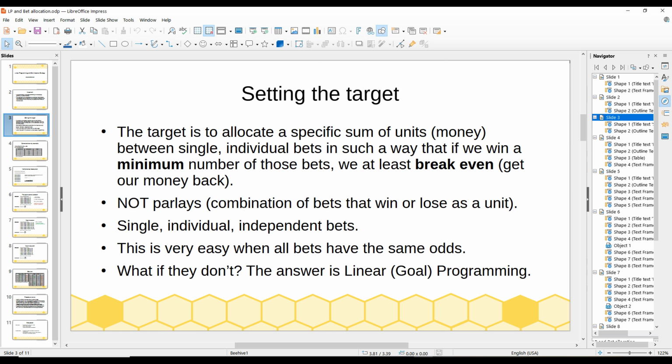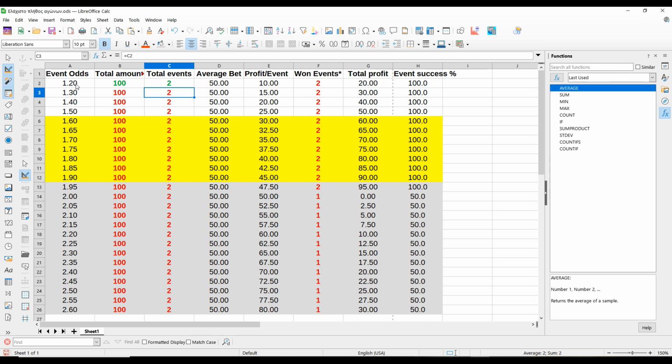This calculation is very easy to do when all the bets have the same odds. Let me show you. I have prepared a spreadsheet. In this column we have the odds, which we assume are equal for all the bets. This is the total amount of units. This is the number of events, and in this column the minimum number of bets that we need to win is calculated, so that we don't lose money. Of course, in many cases, even if we win a minimum number of bets, not only do we get our money back, but we also get some profit.